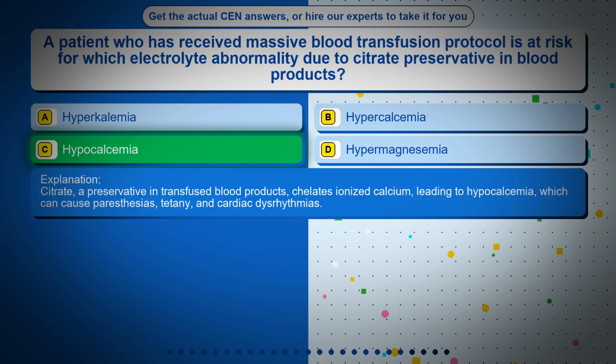Citrate, a preservative in transfused blood products, chelates ionized calcium, leading to hypocalcemia, which can cause paresthesias, tetany, and cardiac dysrhythmias.